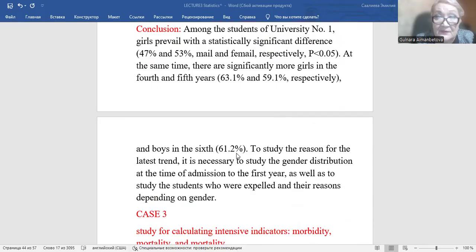To study the reason for the latest trend, it is necessary to study the gender distribution at the time of admission to the first year, as well as to study the students who are expelled and their reasons depending on gender.